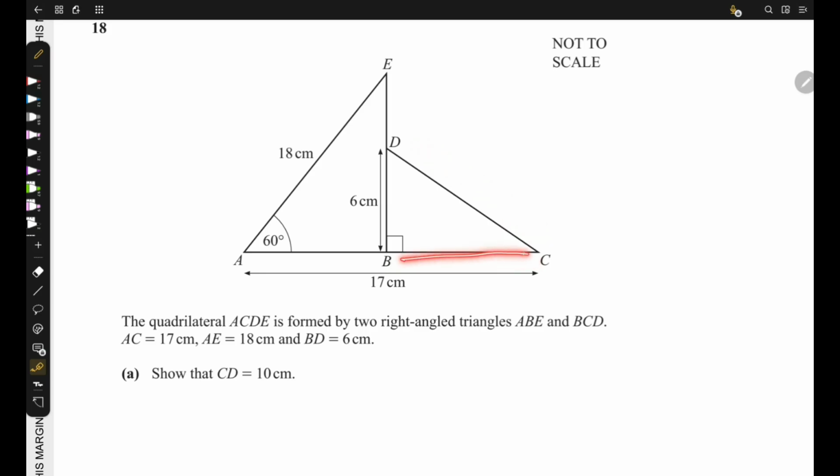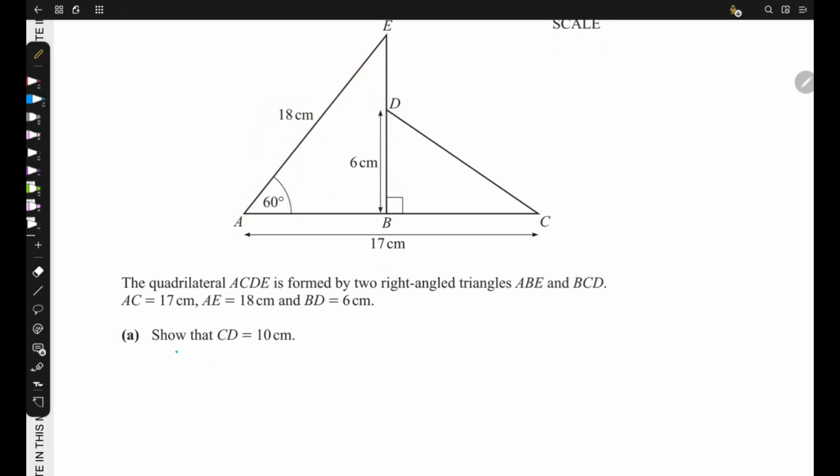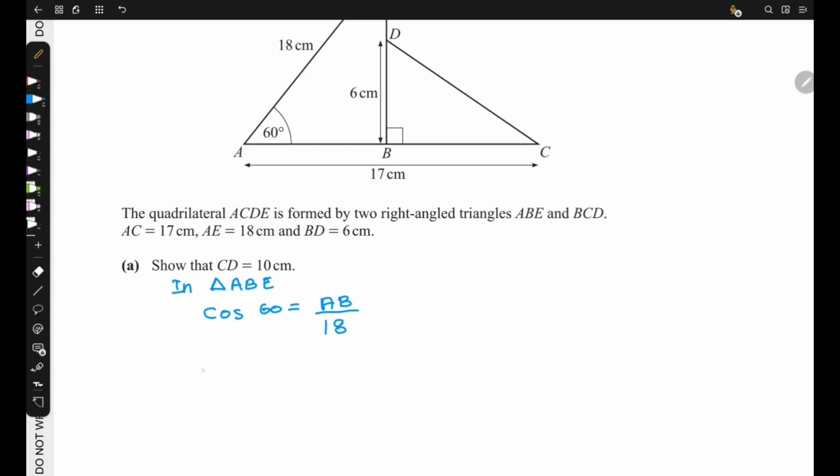So in order to find this side, first of all, I'm going to find out this side AB, and then subtract AB from 17, I'll get BC. Let's see. Now I'm going to pick this right angle triangle. One angle is given and the side opposite to 90 degrees, known as the hypotenuse, is also given. So in triangle ABE, I'm going to use the cosine formula. Cos 60 is equal to the base or adjacent AB over the hypotenuse. Hypotenuse is 18.